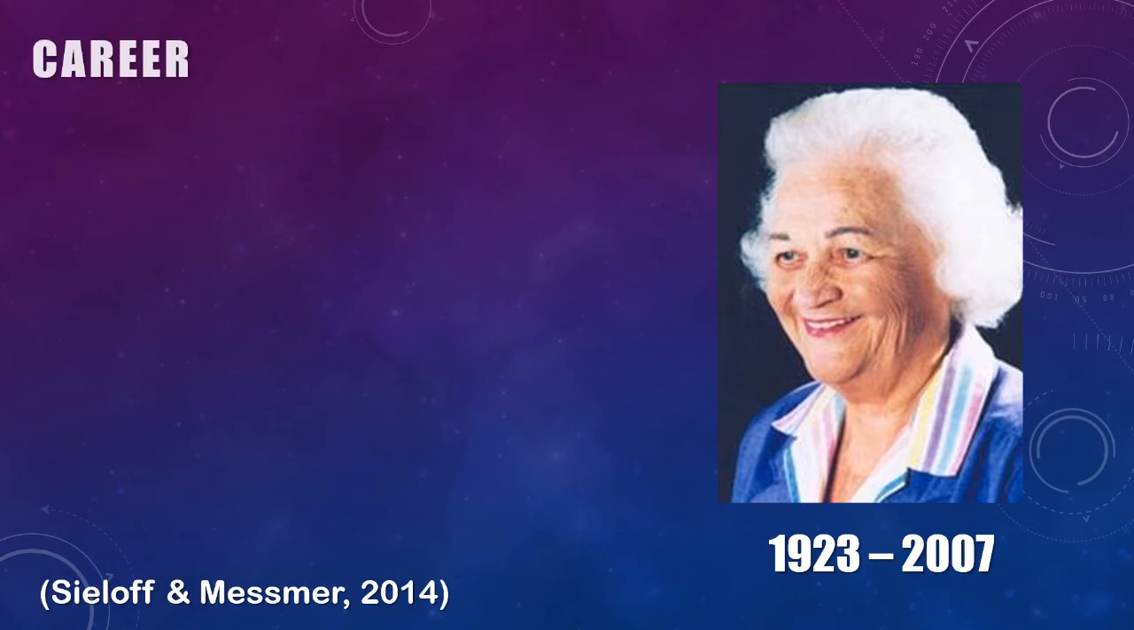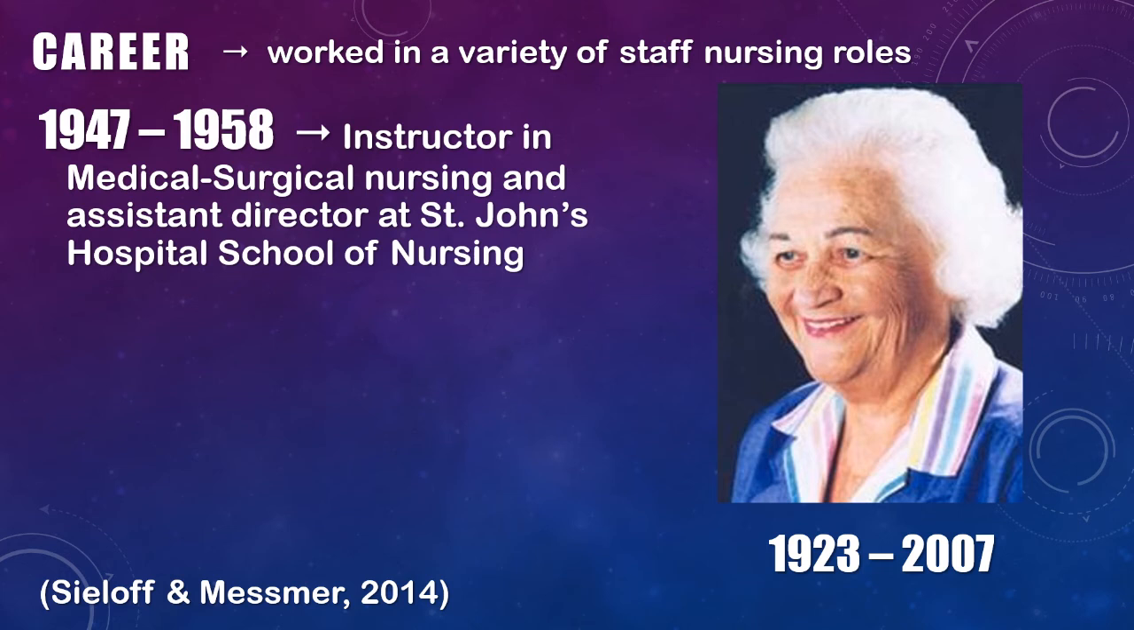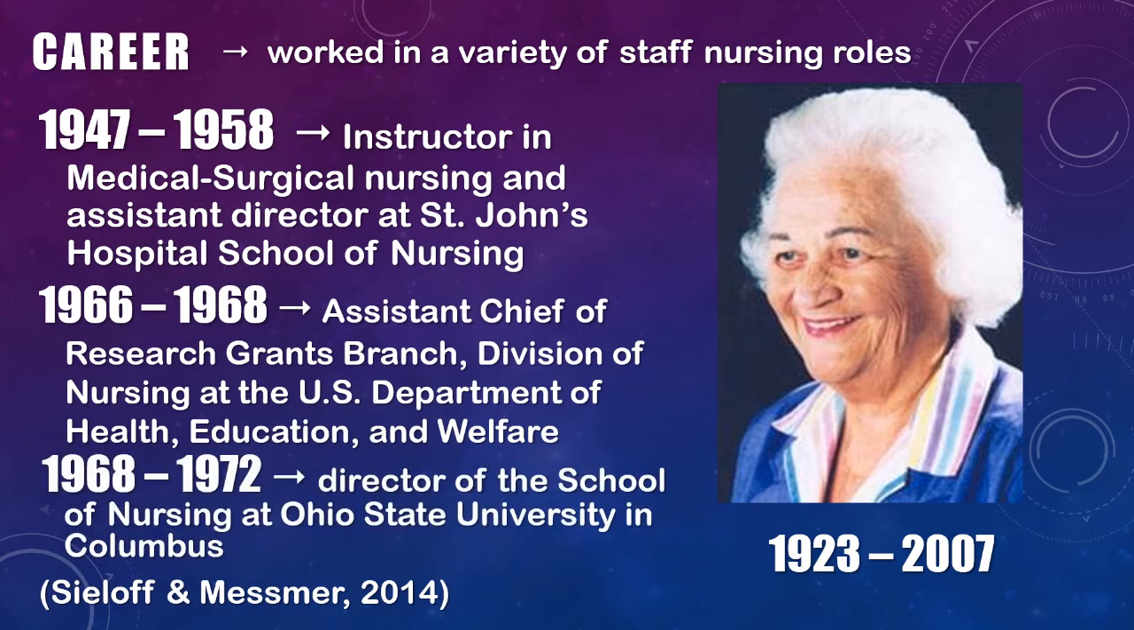Imogene King has worked in a variety of staff nursing roles. From 1947 to 1958, she worked as an instructor in medical surgical nursing and assistant director at St. John's Hospital School of Nursing. From 1966 to 1968, she served as an assistant chief of Research Grants Branch, Division of Nursing at the U.S. Department of Health, Education, and Welfare.